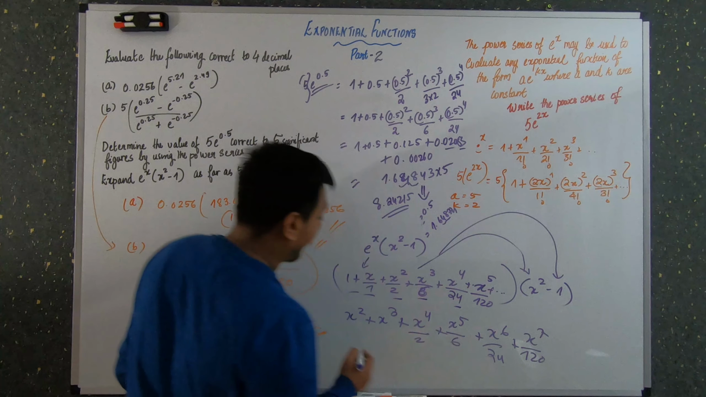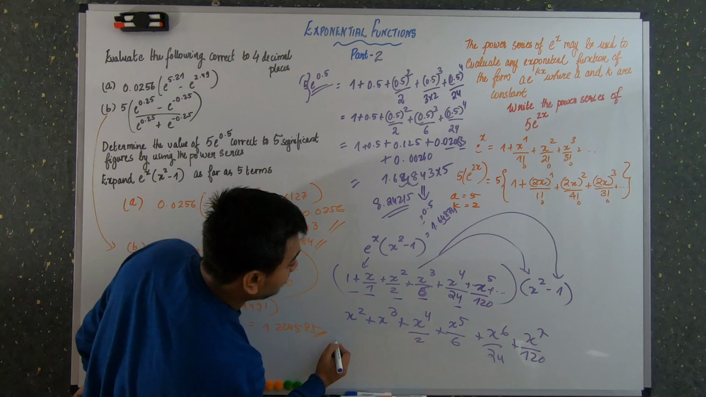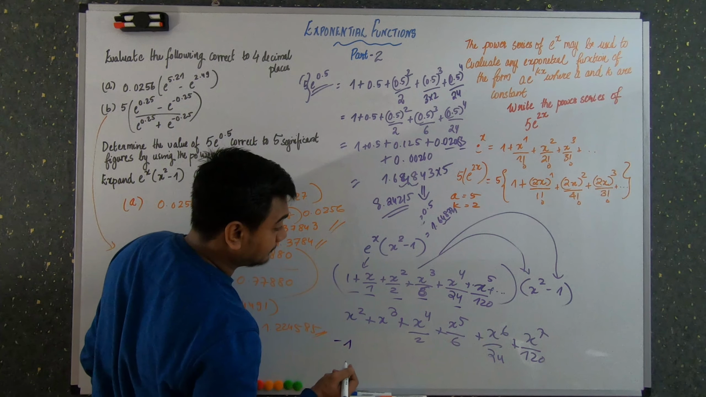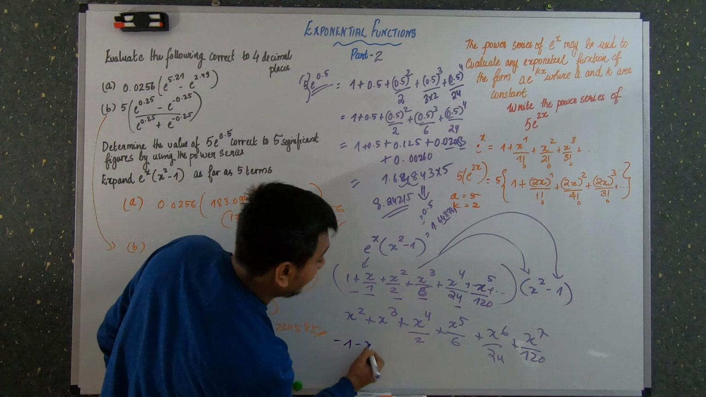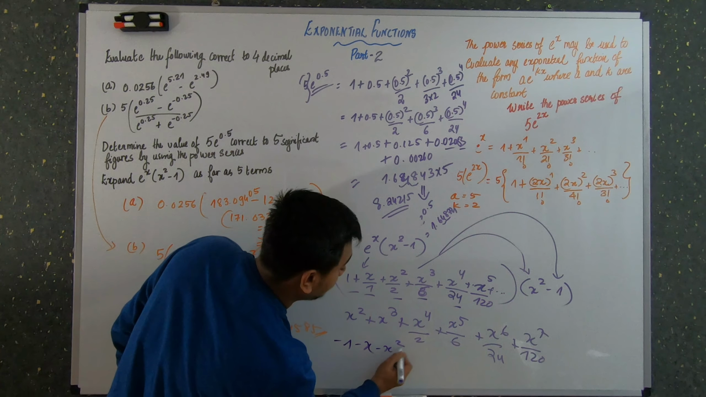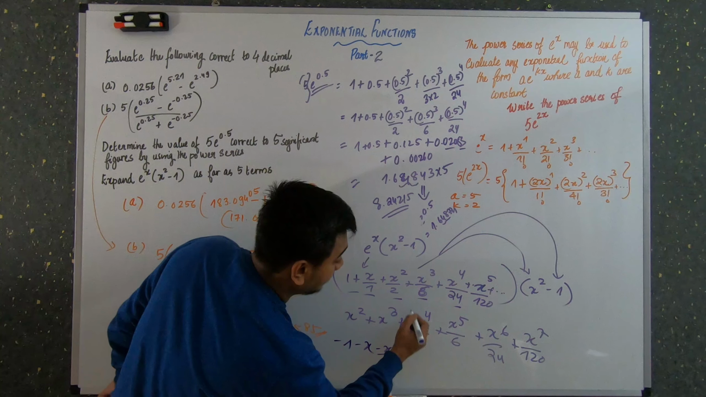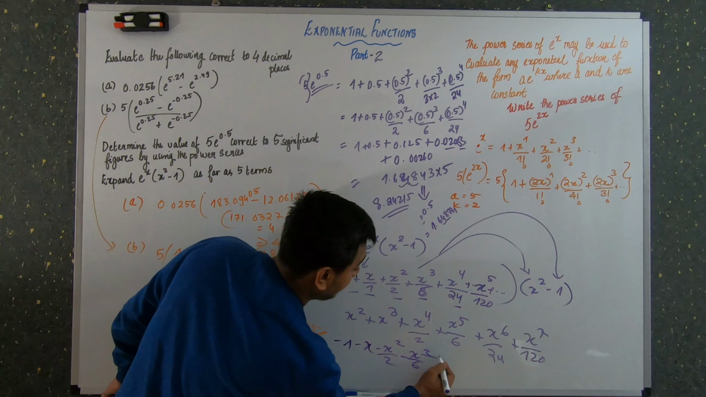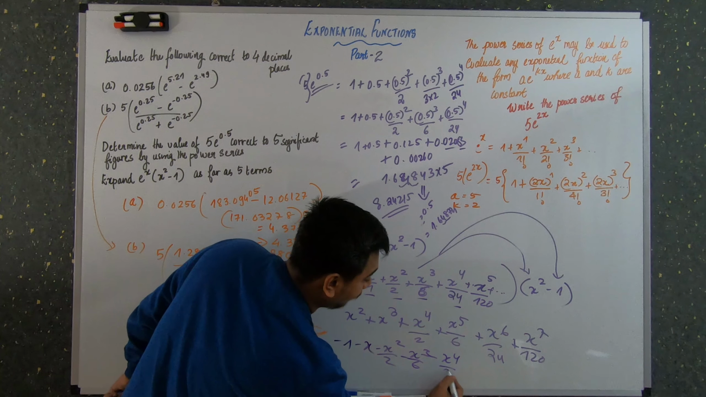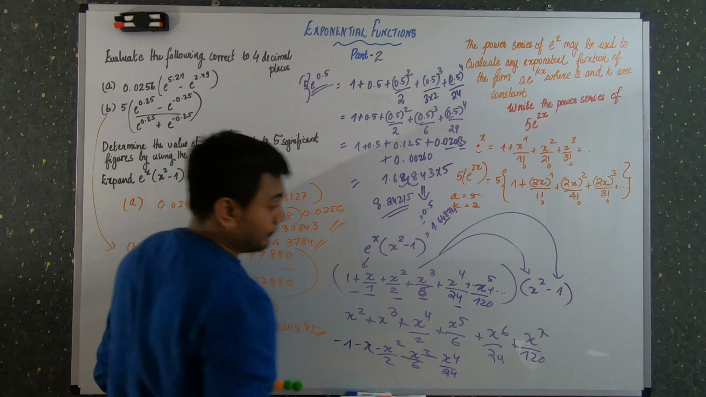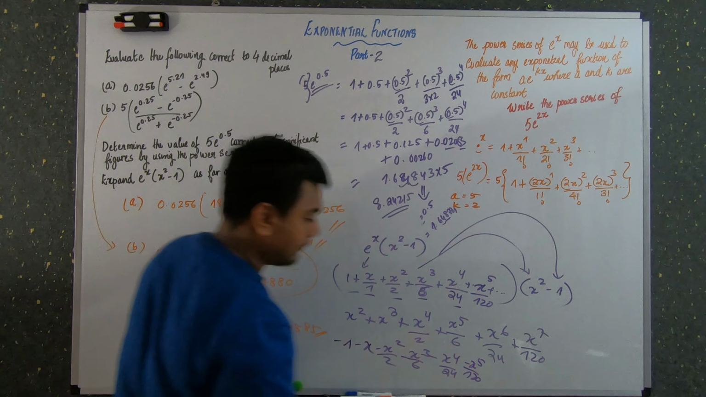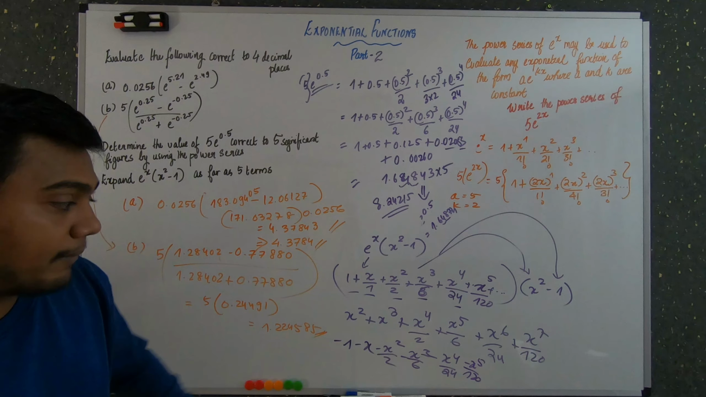Again, write all these minus terms. All these terms will have a minus with them. So minus 1, minus x square by 2, minus x cube by 6, then minus x raised to 4 by 24, minus x raised to 5 by 120, and so on, right?